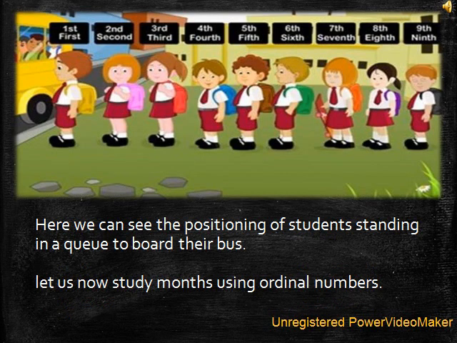Now students, this is the picture representation of ordinal numbers, how we call first, second, third, fourth and fifth. Here the students are standing in a queue. Queue means line. The students are standing in a queue to board their bus to go back home. They are in school, now they are going back home, so they formed a queue.